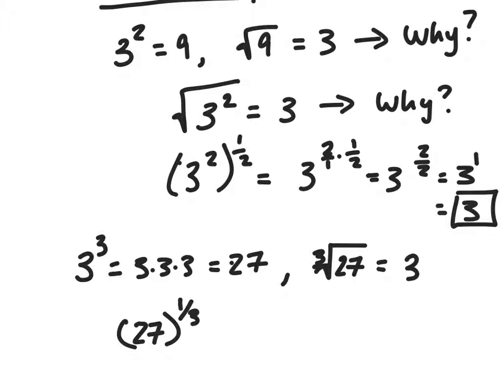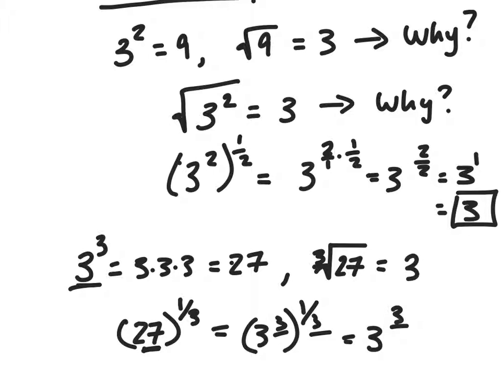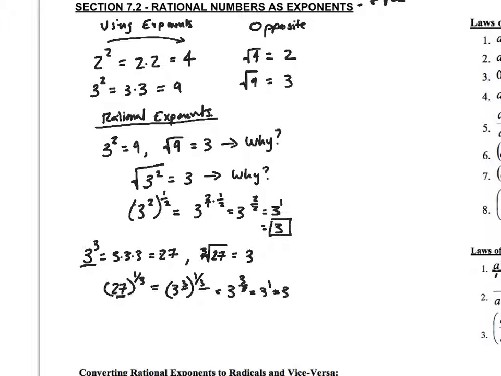The way I think about it is, instead of doing 27 to the 1/3, I rewrite that as 3 cubed. So this is really just 3 cubed to the 1/3 power. 3 times 1/3 gives me 3 to the 3/3 power, which is 3 to the 1st, which gives me 3. All I'm doing, guys, is going in a circle: starting somewhere, raising something to an exponent, and then bringing it back.